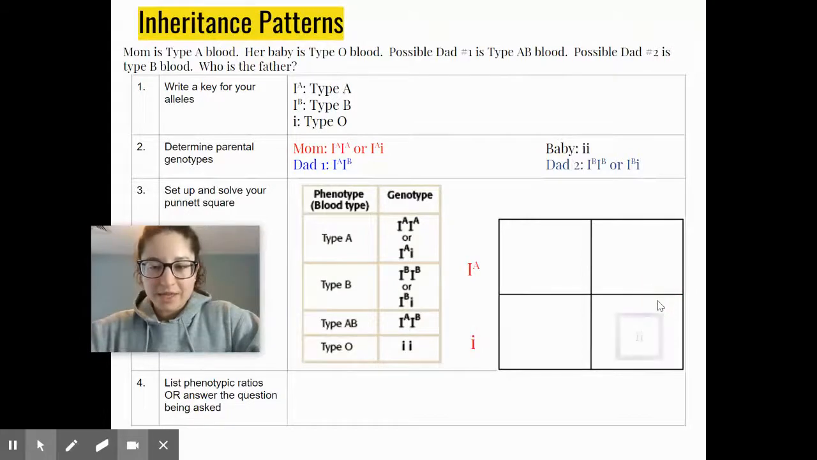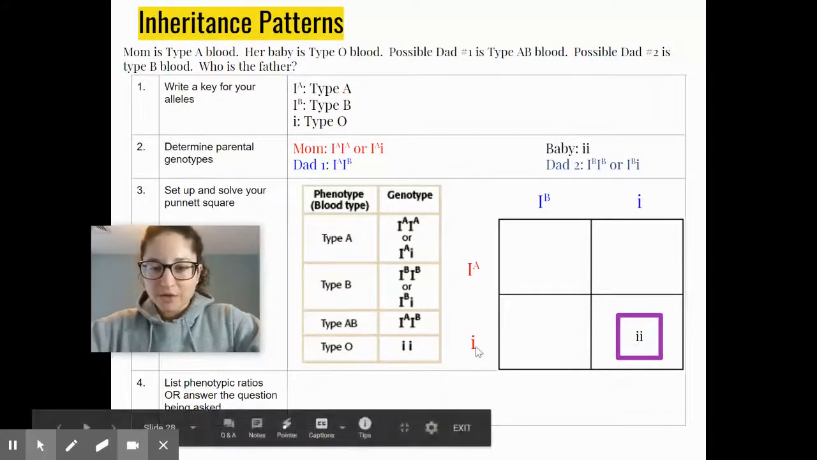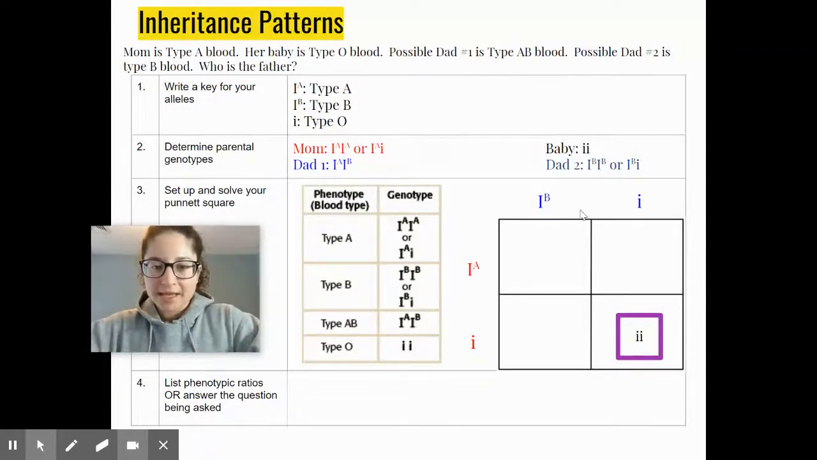So let's try the same thing with dad number 2. I'm looking at my options for dad number 2, and he's type B blood. We don't know if he's homozygous or heterozygous, but in order to make baby, he would have to be heterozygous because just like mom, he has to have a recessive i to donate to the baby. As you can see here, here's mom, IAi. She's type A blood. She donates her recessive i to baby. Dad is type B blood. He has to be heterozygous because he has IB to make him type B, but he has to be able to donate his recessive i to baby.